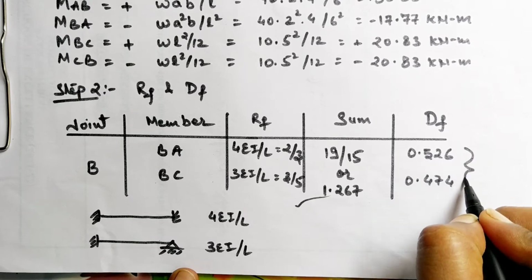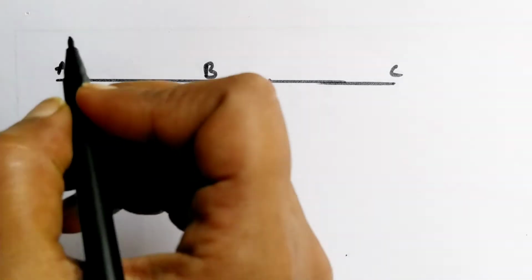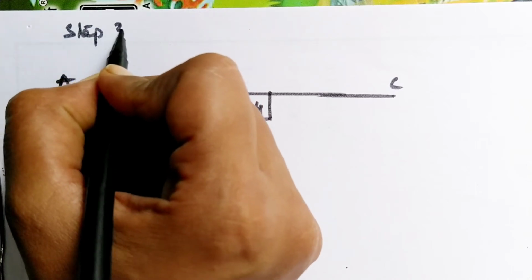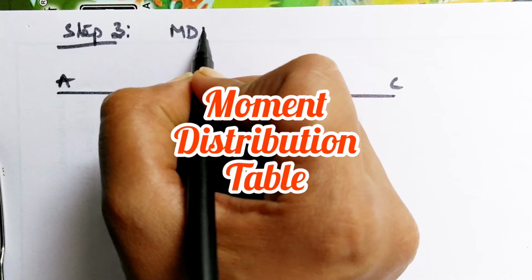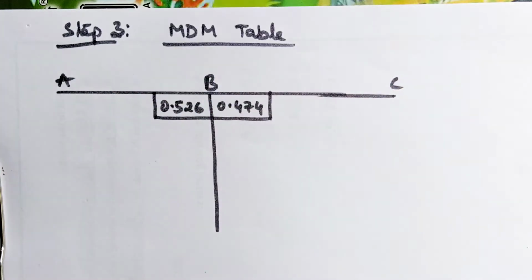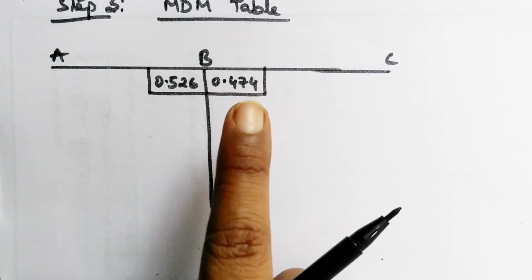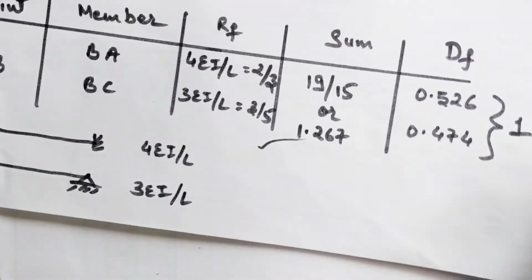In this question, it was coming out to be 473, but I make it 474 to adjust it to 1. Now, this table is your step number 3, the final step, that is your moment distribution table. In this table, what we have to do? We have to make the table in the same manner as our beam looks like. So, first is your ABC, then I have written your RF and DF.